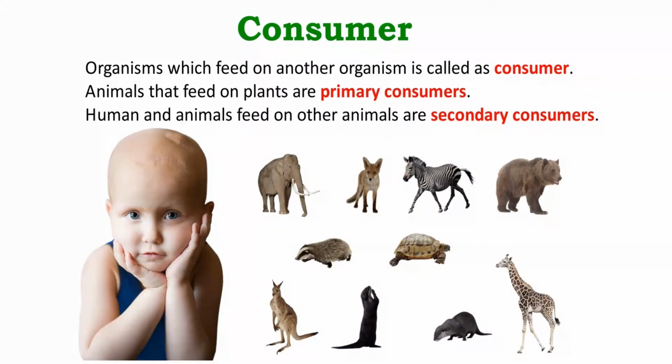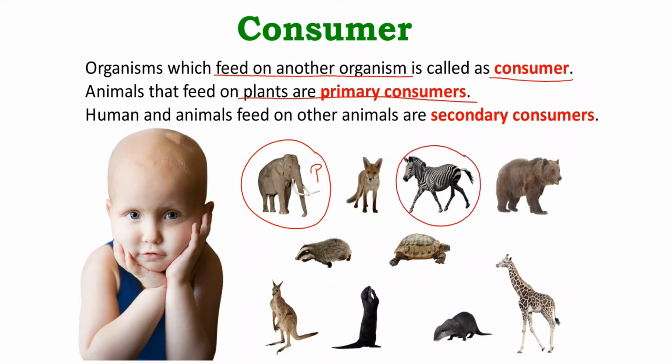Consumers are organisms which feed on other organisms, cannot produce their own food but get their food from the environment, so we call them consumers. Animals that feed on plants are primary consumers. If we look at this picture, the elephant feeds on plants, primary consumer. This zebra feeds on plants, also a primary consumer. This turtle eats leaves, primary consumer.